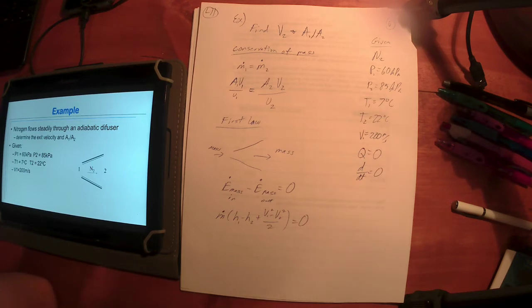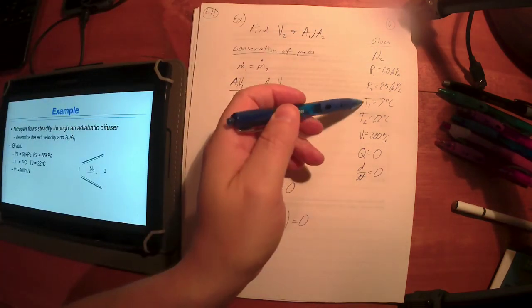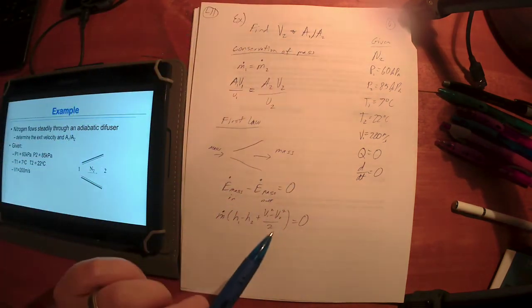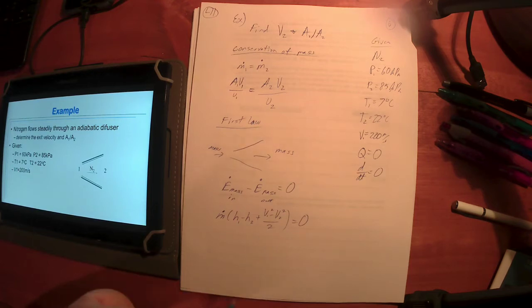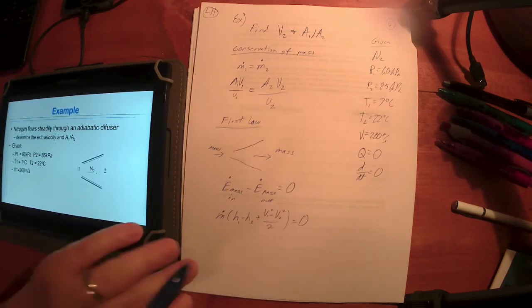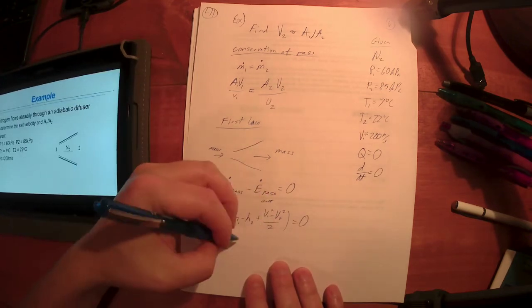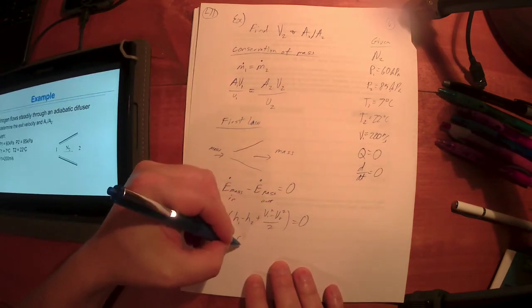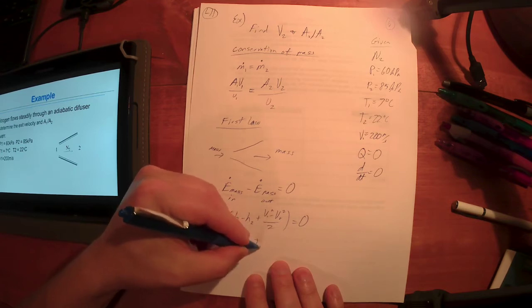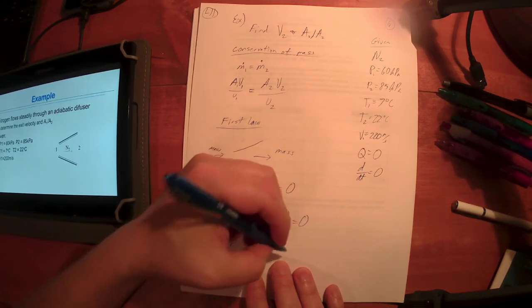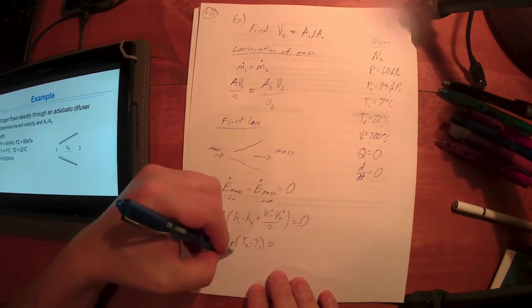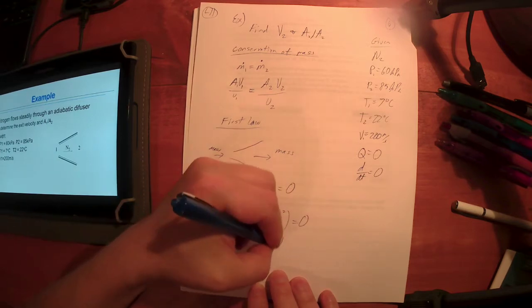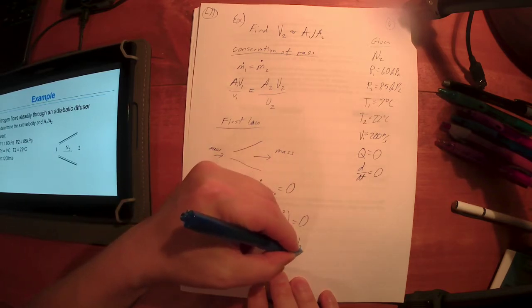Well, I do have property tables. All I need to know is the temperatures. So I could use property table temperatures, and I could go look up h's, and there's nothing wrong with that. There is another way. We can also say that C sub P times delta T, where C sub P is at the average temperature, is approximately the change in enthalpy.